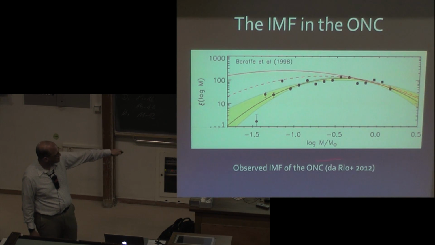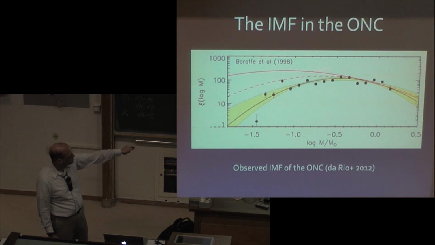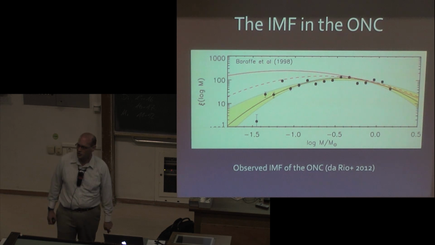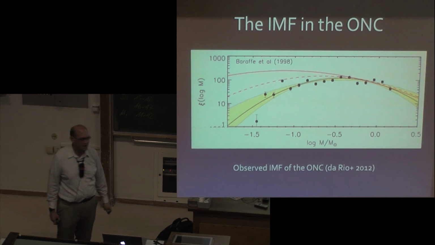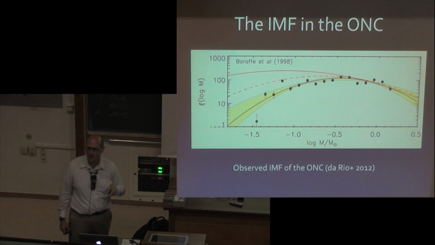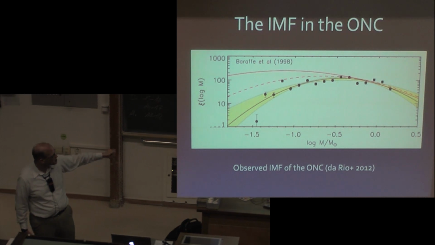The x-axis is log of mass in solar masses, the y-axis is just the frequency of stars in that logarithmic mass bin. What you see is that this is reasonably well fit by something like a log normal distribution. And in particular, there's a distinct peak at about 0.3 solar masses. So that's what you see in this particular region.